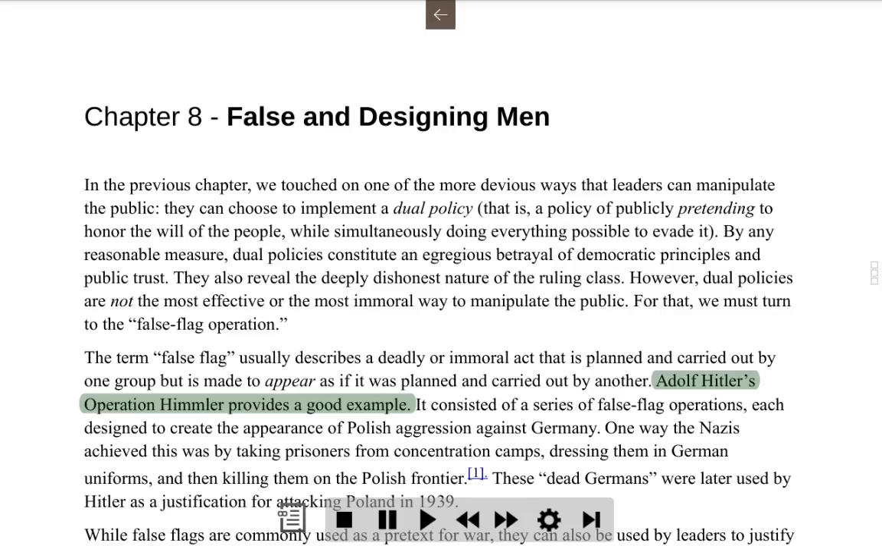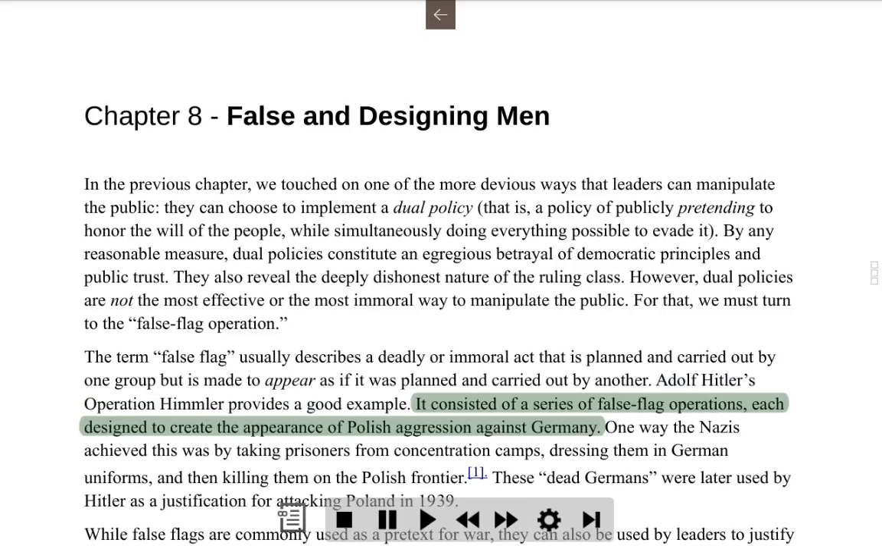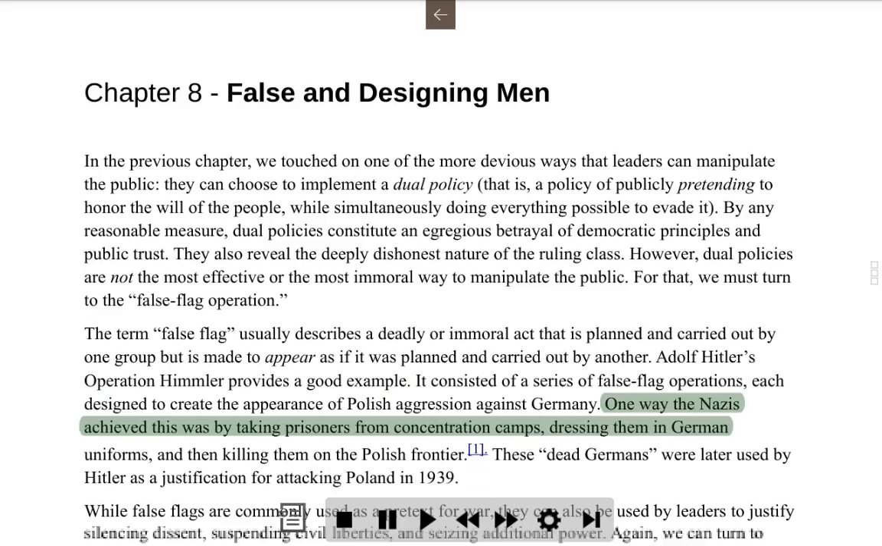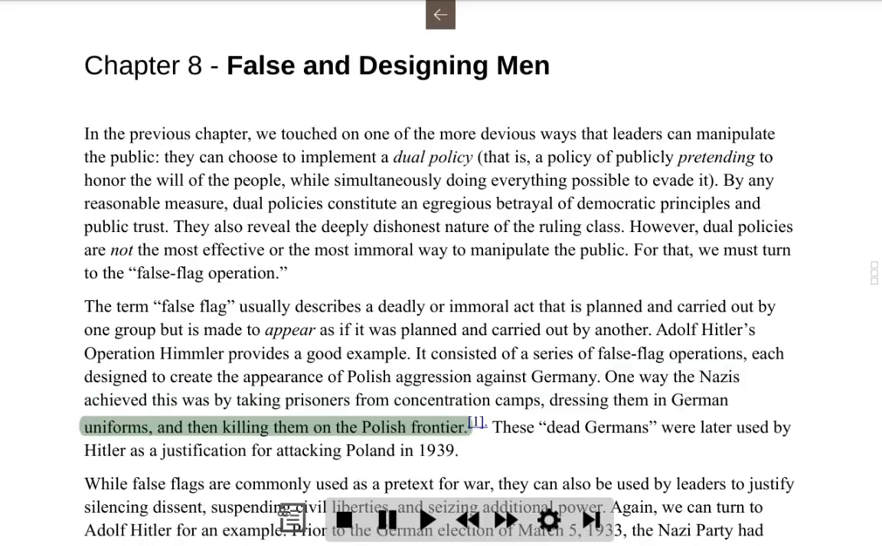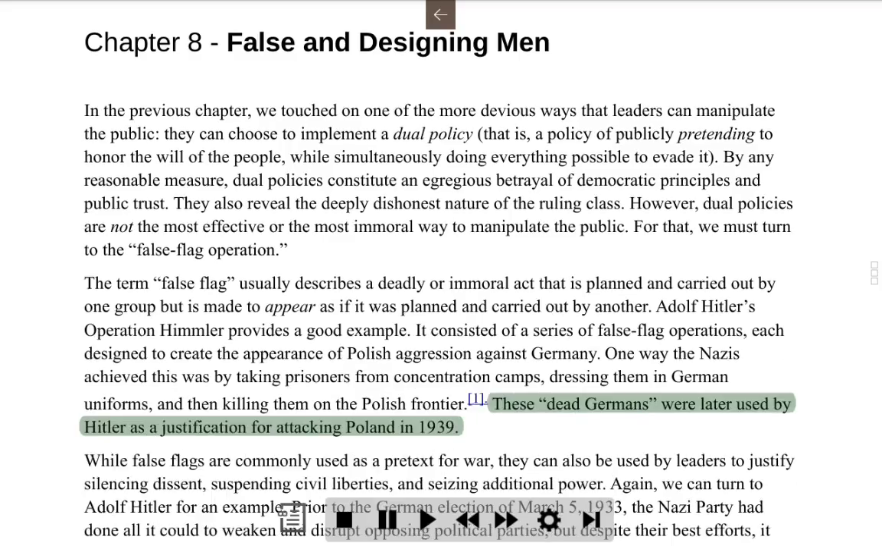Adolf Hitler's Operation Himmler provides a good example. It consisted of a series of false flag operations, each designed to create the appearance of Polish aggression against Germany. One way the Nazis achieved this was by taking prisoners from concentration camps, dressing them in German uniforms, and then killing them on the Polish frontier. These dead Germans were later used by Hitler as a justification for attacking Poland in 1939.